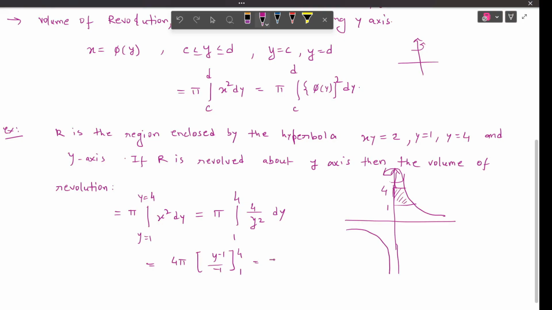So if we take minus outside, then it will be 1 by 4 minus 1. So this is 3 by 4, and 4 and 4 will be cancelled out. This will be minus 3 by 4. So answer is 3 pi. Okay, this is the volume of revolution. That means if you revolve this region, you will get a volume. And that volume would be 3 pi.